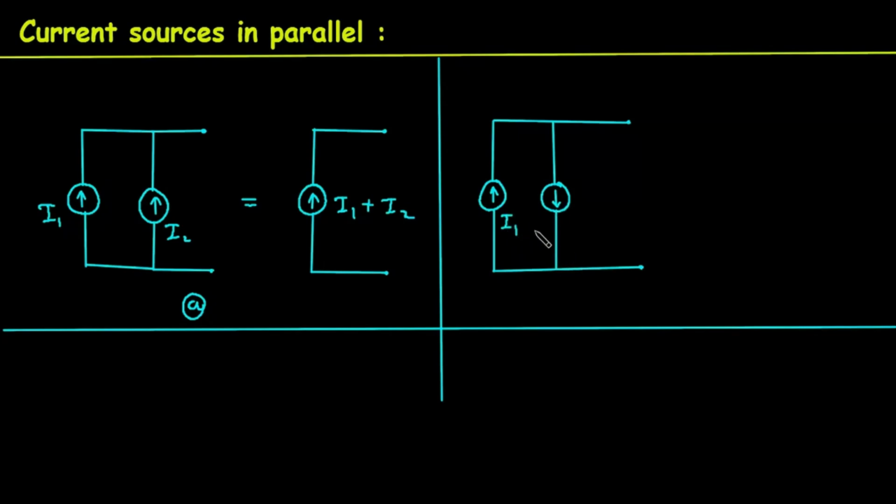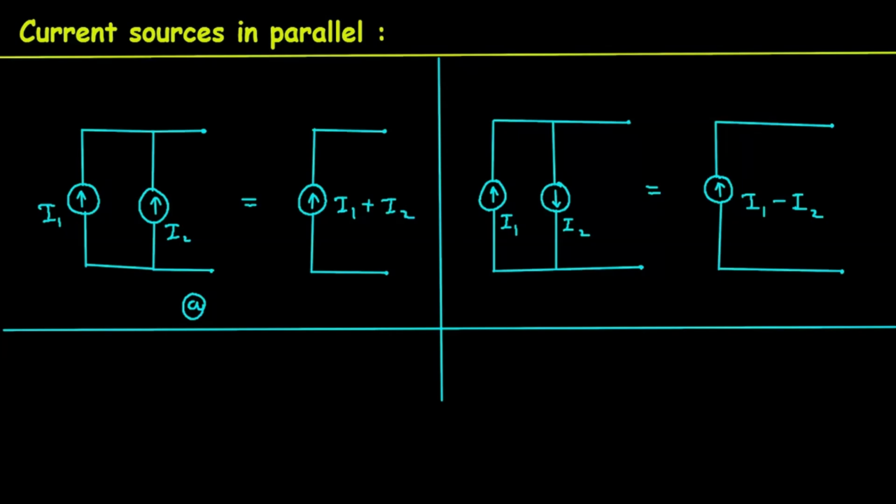Let's say this is current I1 and this is current I2. Now its equivalent current source will be, let's say we have to draw it in upward direction, or let's say this I1 is greater than I2. So that time this current source will be in this direction because the value of I1 is, let's say, greater than I2. So its equivalent will be I1 minus I2.